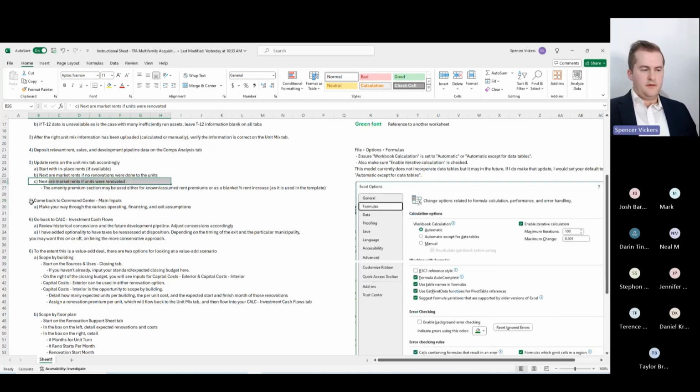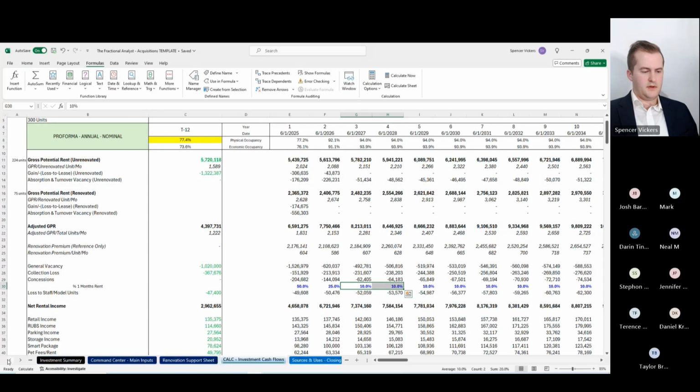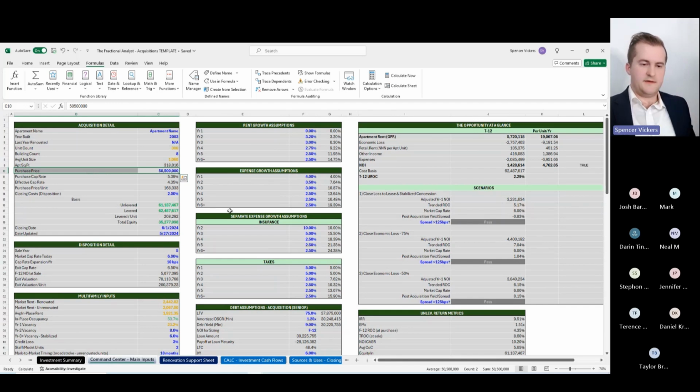Then, after I've updated rents on the unit mix, I would come back to the command center, and I'd make my way through the various operating, financing, and exit assumptions. So, starting here, a lot of people like to start with purchase price. I think it's fine to put in whatever the whisper price is from the broker or from the seller. But to me, the purchase price is really a residual input. It's whatever the realistic projections can support. So, I would probably come back to purchase price later.